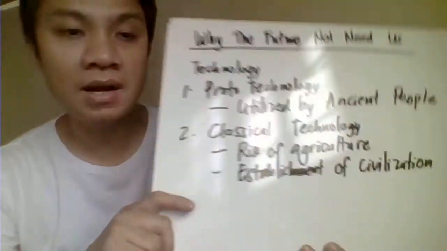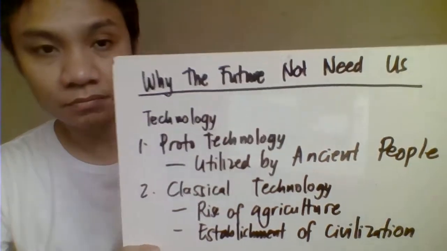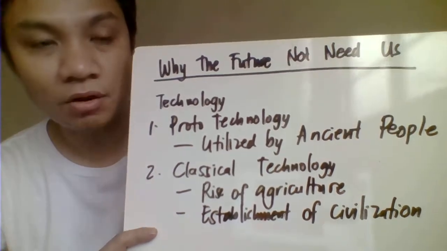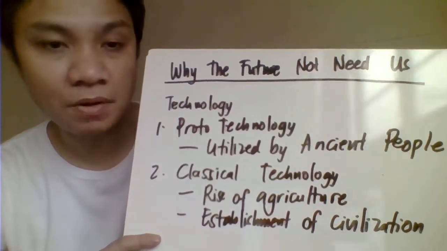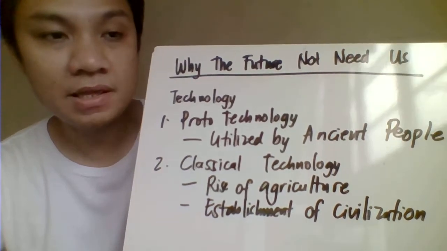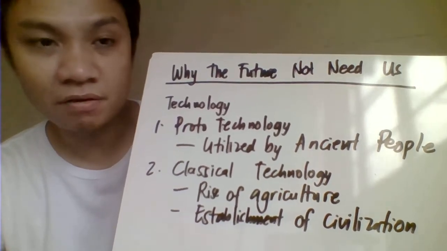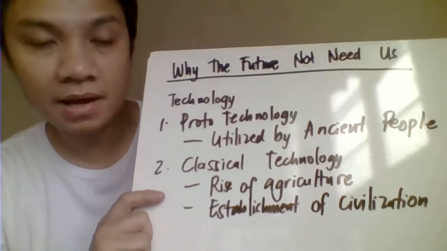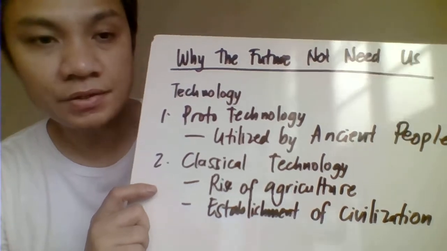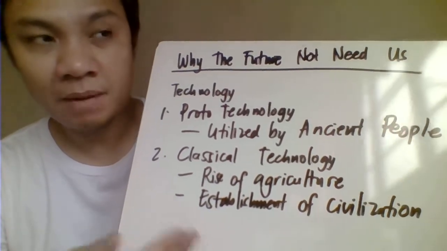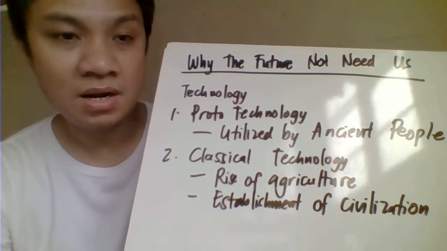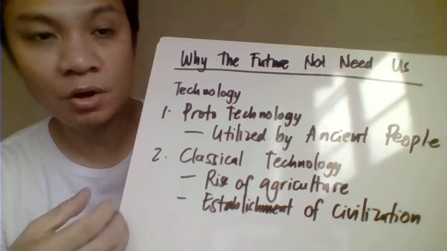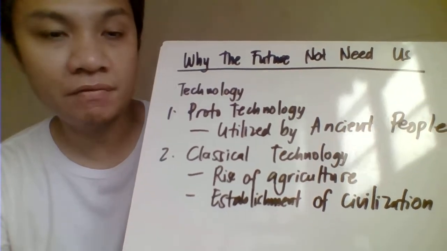So first we have here the transition of the technology. Okay, we have the proto-technology. The proto-technology is the technology utilized by the ancient people, primarily for the production of their weapons and tools, in order for them to survive. The next one is the classical technology. The classical technology pertains to the application of technology in agriculture. At the same time, it also involves the establishment of the different communities and civilizations, in order for them to survive.